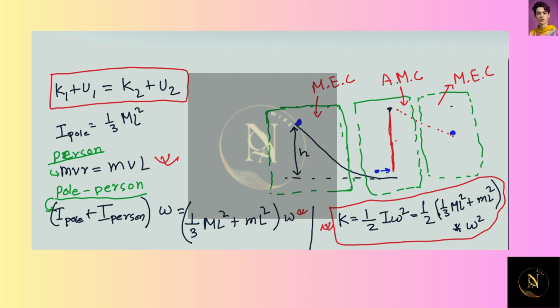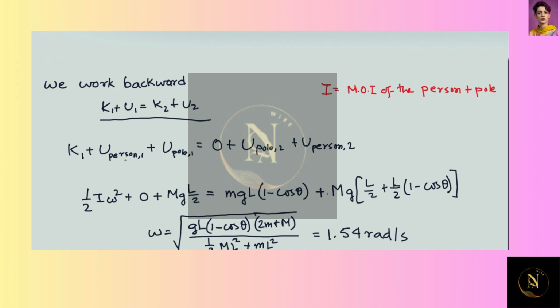So here we'll have the potential energy and the kinetic energy of the person and pole system. So kinetic energy is K1, and we have potential energy of the person, and we added that with the potential energy of the pole.